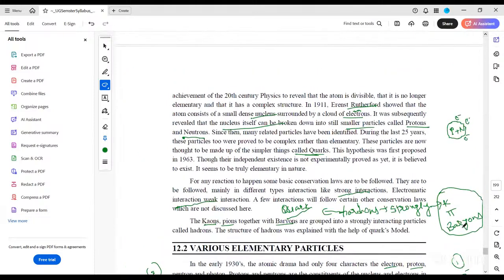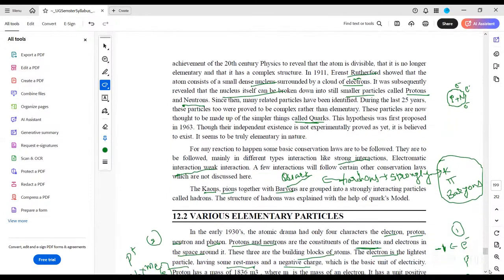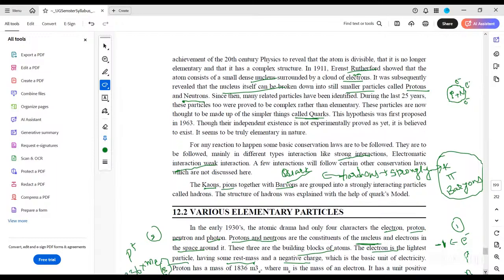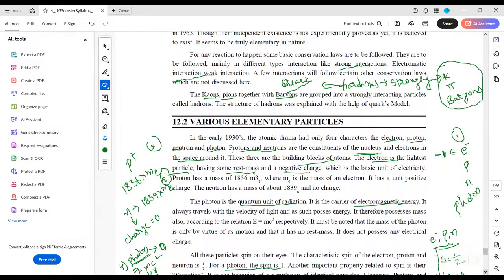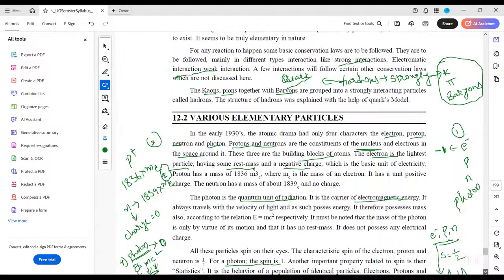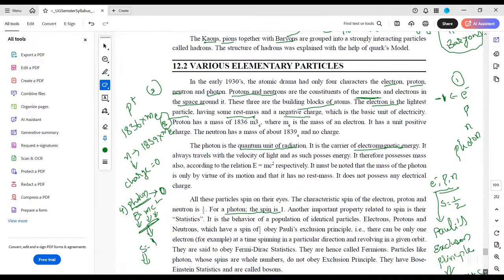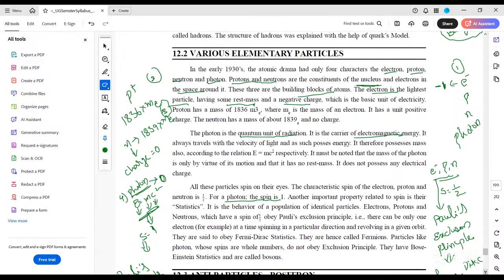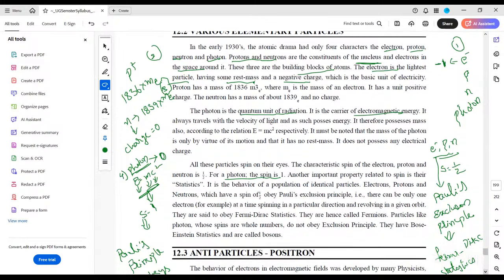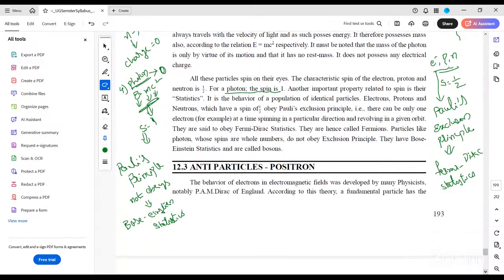This is about various elementary particles. So what content do we have to cover in various elementary particles? We have to write about electron, proton, neutron, then write their masses and their spin. Once the spin is written, which type of statistics follows? Electron, proton, neutron obey Pauli's exclusion principle, so that is Fermi-Dirac statistics. Next, photon is Bose-Einstein statistics.